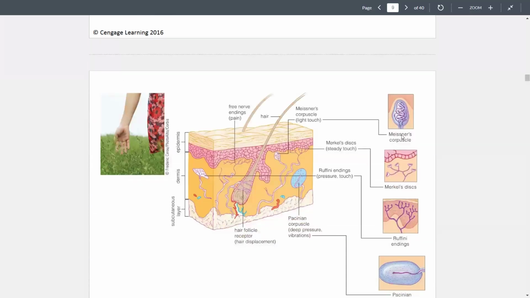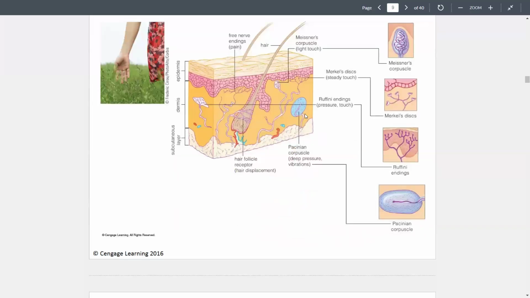Okay, so here are some different receptors. Meissner corpuscles are light touch. Merkel discs are steady touch, that might be like feeling a shirt. Meissner's corpuscle would be like feeling a spider walking on you or a hair on you. And then Ruffini is deeper inside and they detect pressure, so not as light touch. Pacinian corpuscles are deep pressure and vibrations, and then also your hair will move and you'll sense that.